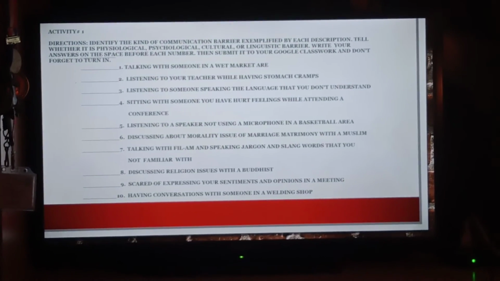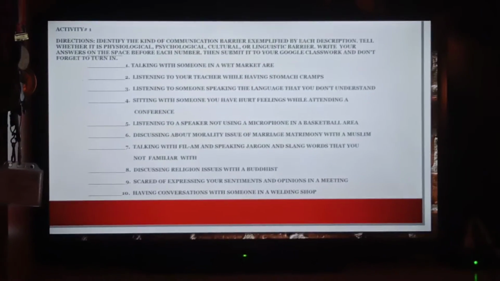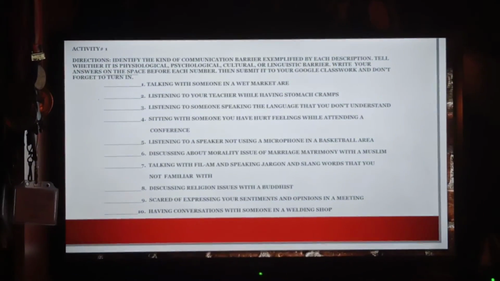Okay, did you understand? Now I want you to do this. Activity number 1: identify the kind of communication barrier exemplified by each description. Tell whether it is a physiological, psychological, cultural, or linguistic barrier. Write your answers on the space before each number. Then submit it to your Google Classwork, and don't forget to turn it in. So we have 10 items there.